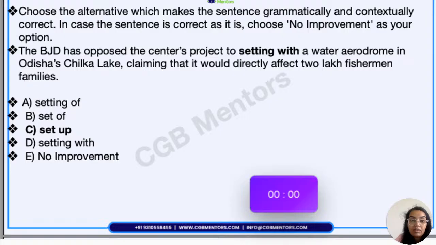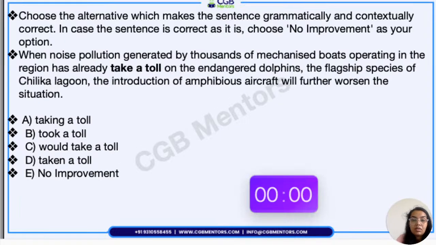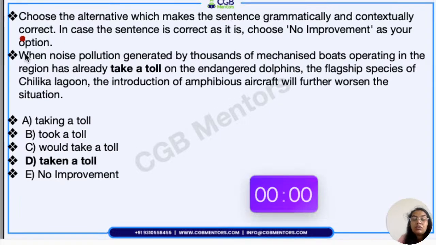Answer to this one is taken a toll. So something that has put a lot of impact on someone in a negative manner. So that's there. I will check the question and let you know.